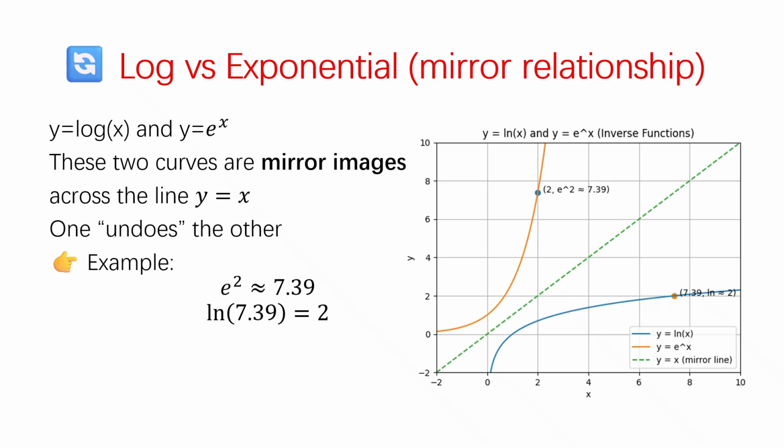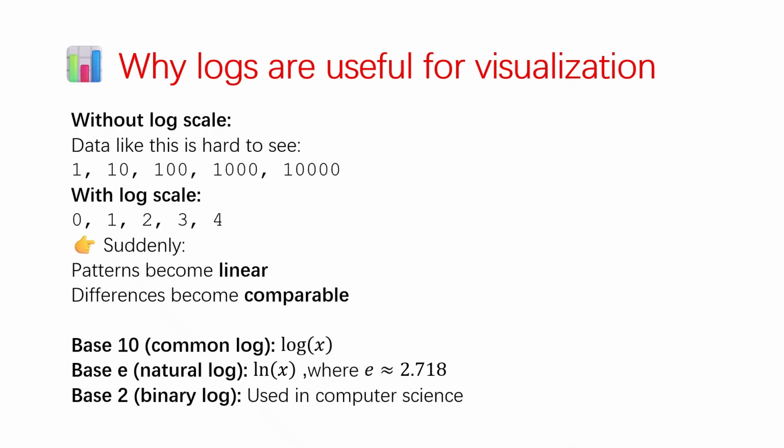Now here's the key insight. Logarithmic and exponential functions are mirror images of each other across the line y equals x. They literally undo each other. For example, e squared is approximately equal to 7.39. The natural logarithm of 7.39 equals 2. So one builds the value, and the other retrieves the exponent. This is why they are called inverse functions.